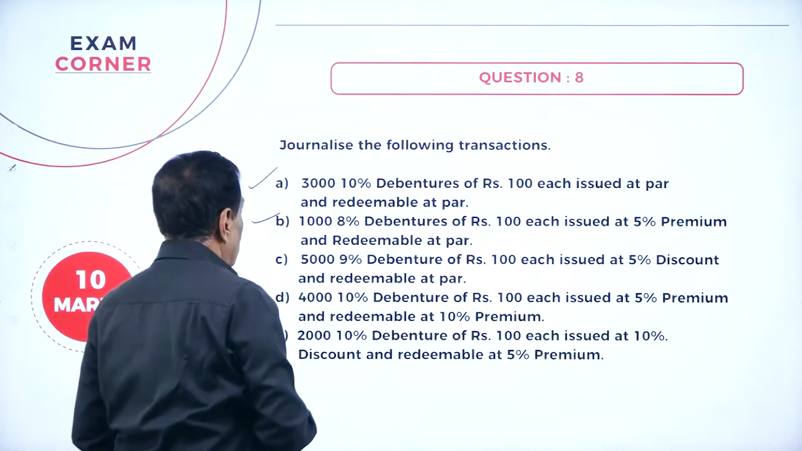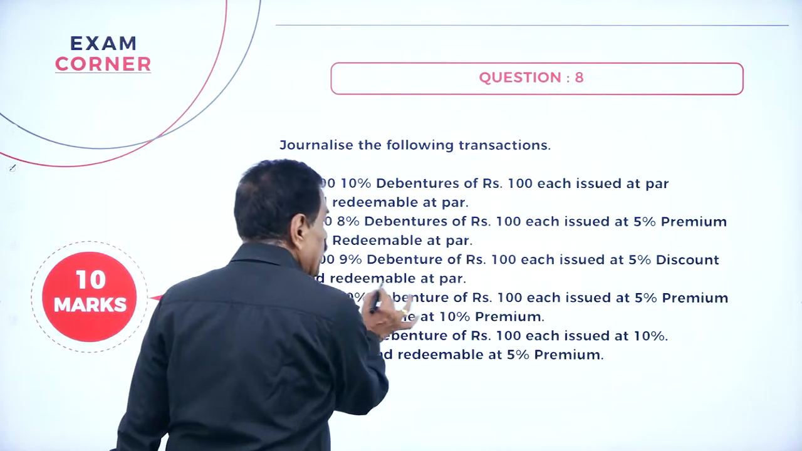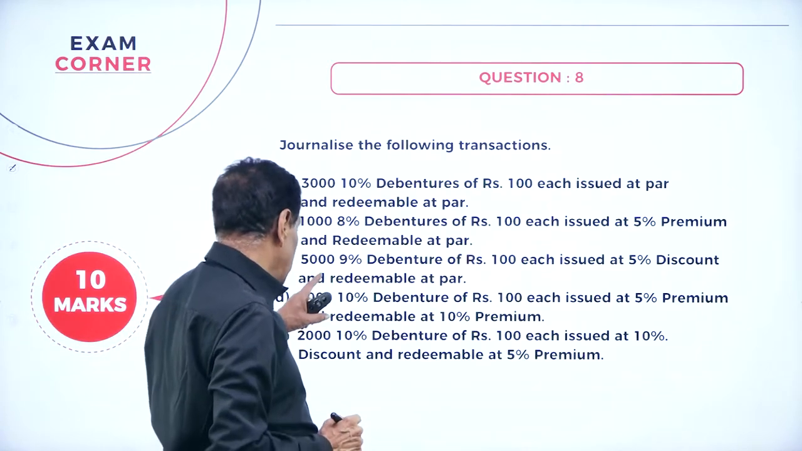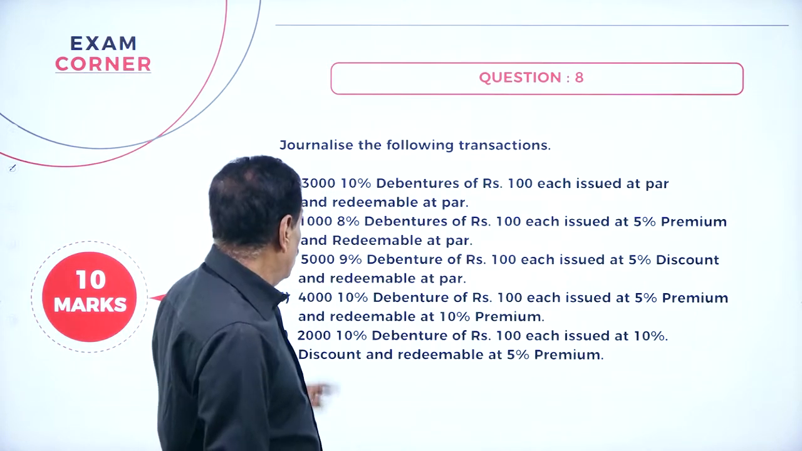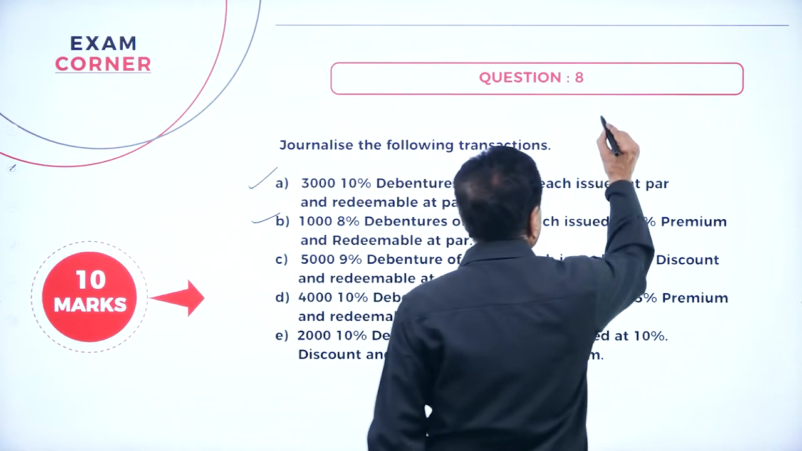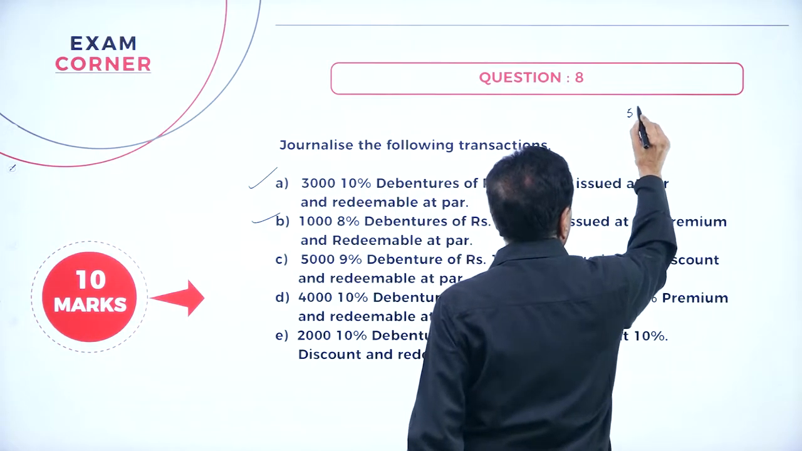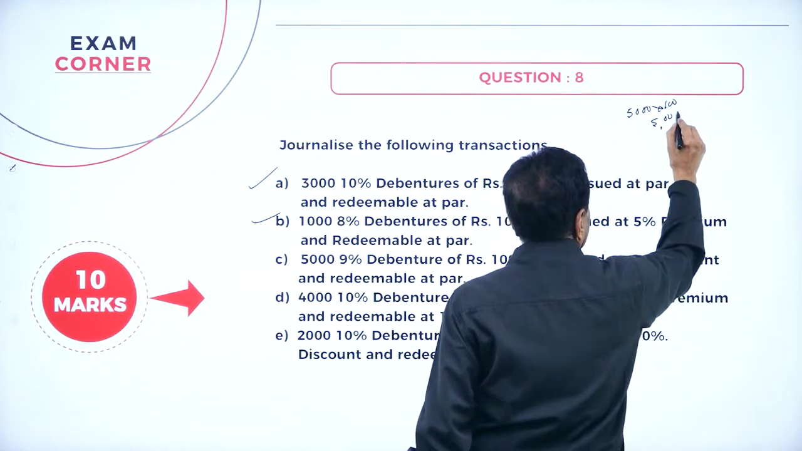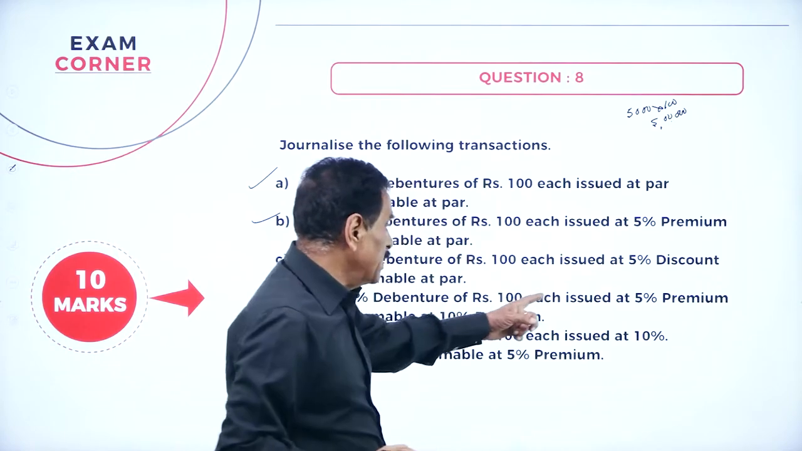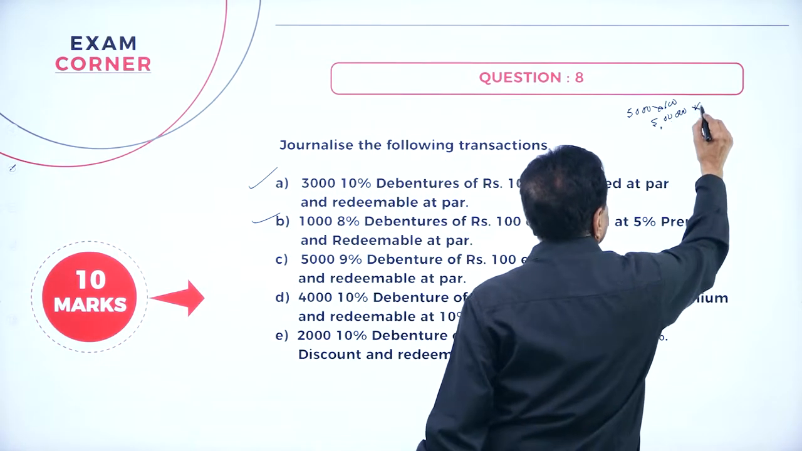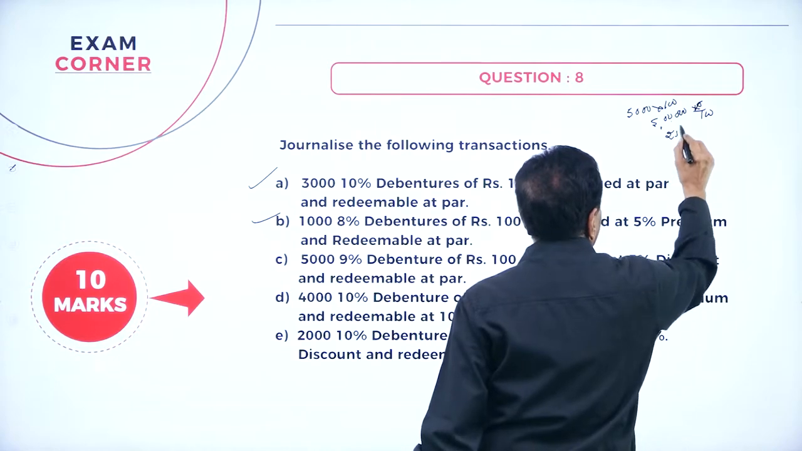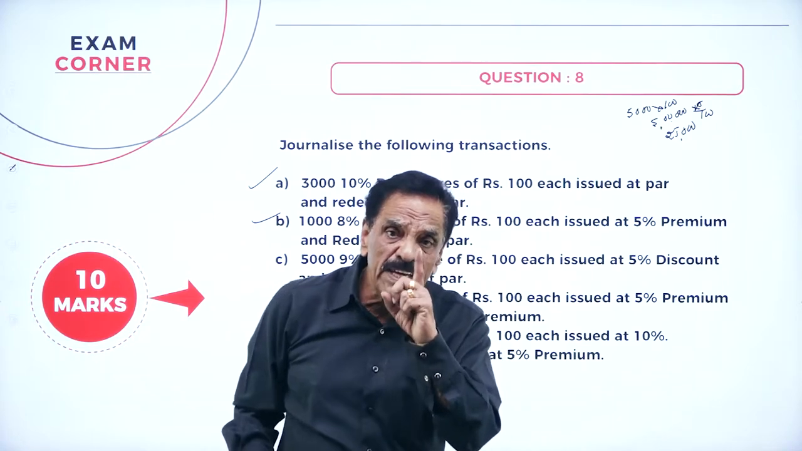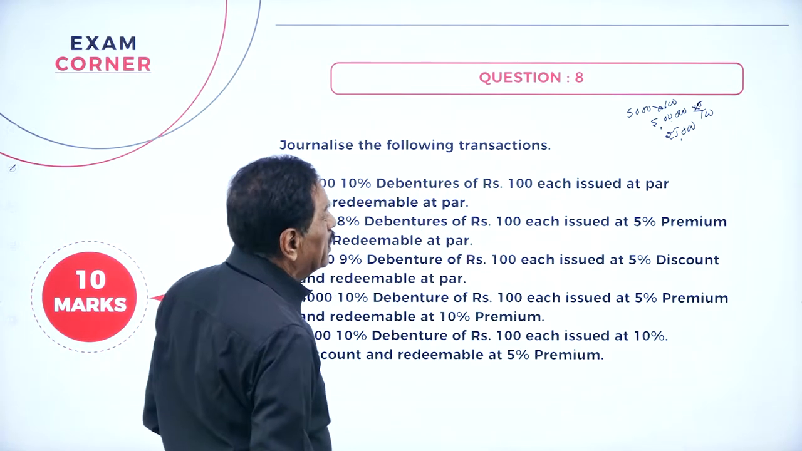This is over. Come back to here. 5,000 9% debentures of Rs 100 each. Issued at 5% discount, redeemable at par. So 5,000 into 100 is 5 lakh. How much discount here? Issued at 5% discount. This is 25,000. So you are receiving only 4,75,000. Then 25,000 is the discount.